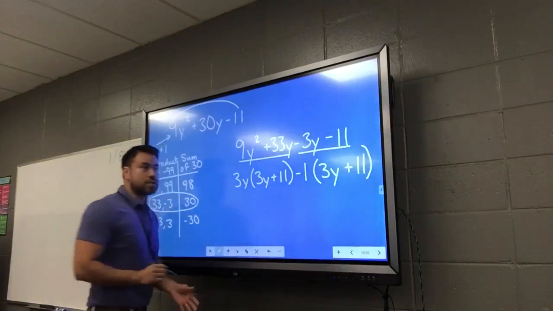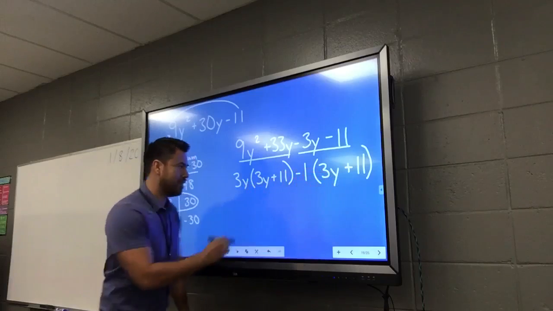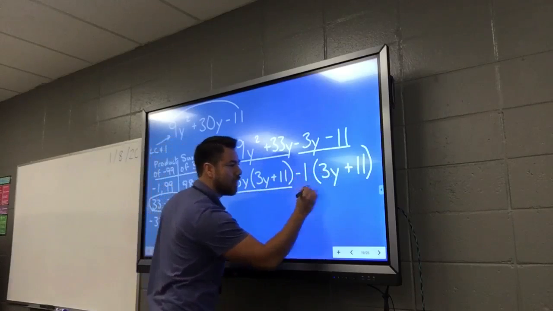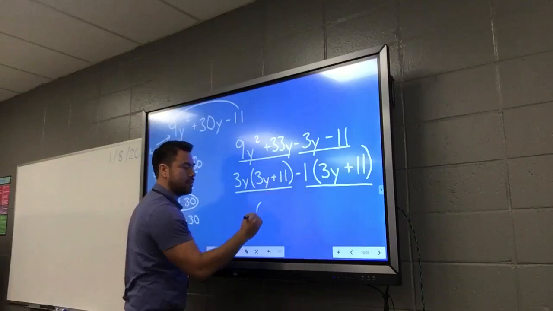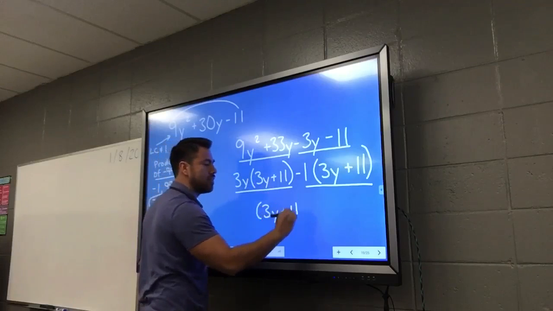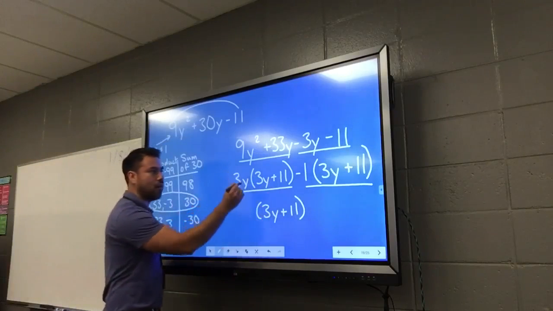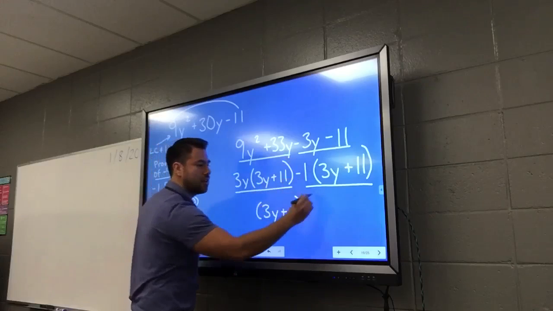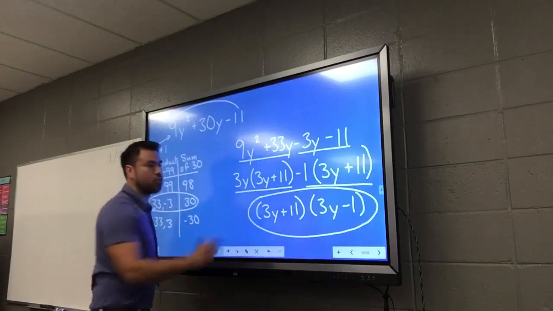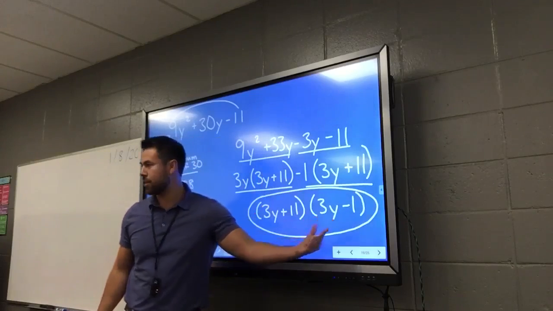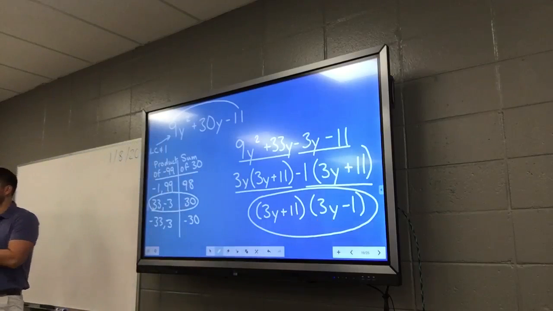Okay, you take whatever's in the parentheses. You see how these both have these in? I have these two now. And what do they have in common? 3y plus 11. So I'm going to take that out. 3y plus 11. What was left behind? 3y minus 1. So, William, you probably got 3y minus 1 times 3y plus 11. Same thing, thankfully. Oh, I love this, guys. I love this.